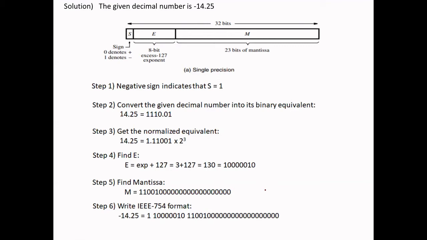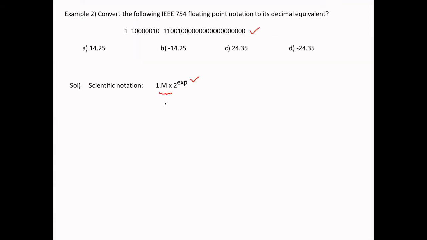Now let us see a practice problem where this 32-bit number is given. We need to convert it back into the decimal number. Let us take, as a practice, the same number in 32-bit IEEE format and try to convert it back to minus 14.25, and see how it comes. So this is the scientific notation: 1.m, mantissa, into 2 power exponent, which is the original exponent.